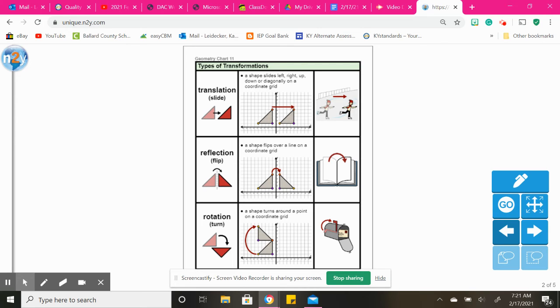So here we have types of transformations. So the different transformations are either a slide, so a shape is slid from the left to the right and it stays the same. It's just sliding it. And then there's a reflection. So over the line, it's kind of like turning a book. So you're just taking the shape and folding it over the coordinate grid. And then there's a rotation. So you have the shape here, and all you do is rotate it, kind of like you do with the flag on a mailbox.